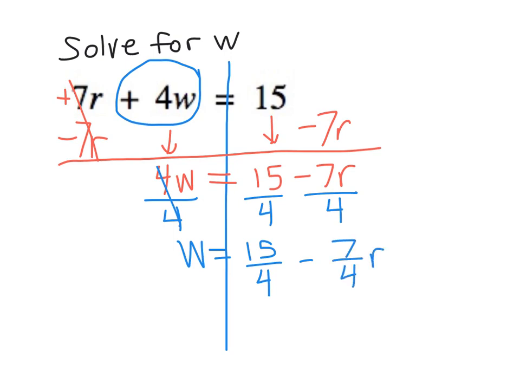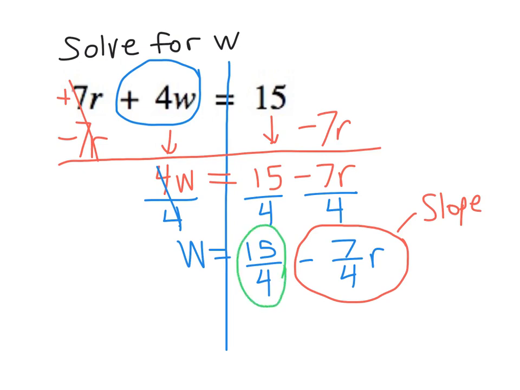So my slope is always the number with the variable. So negative 7/4 r is my slope. And my y-intercept is always the constant, the number without a variable. So 15 over 4 is my y-intercept.